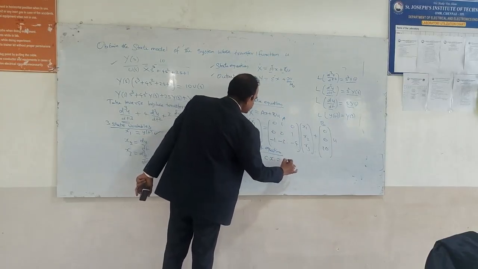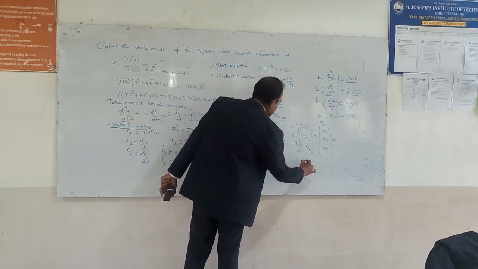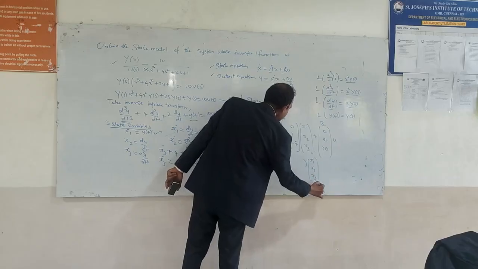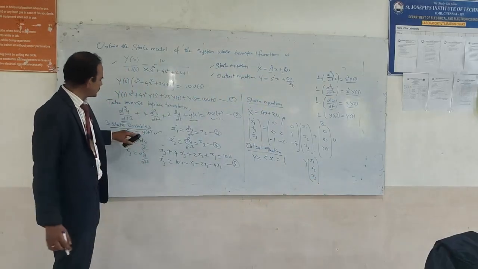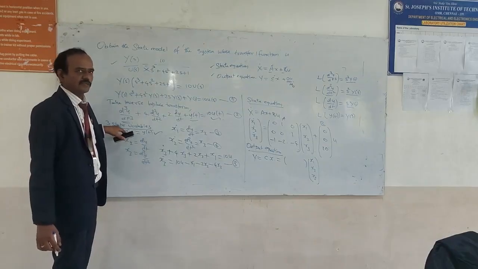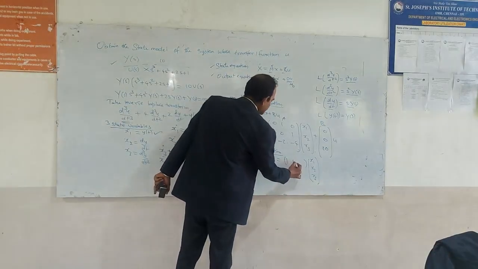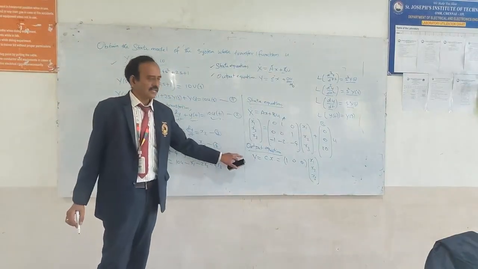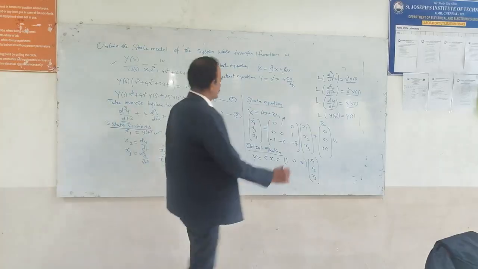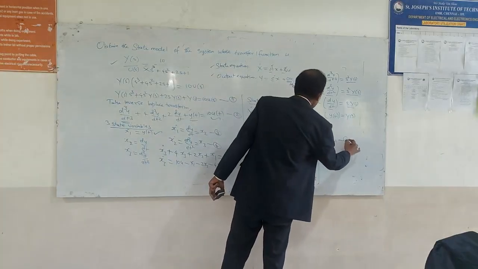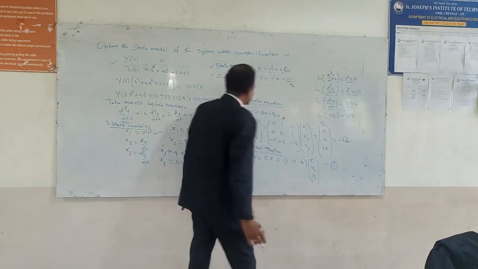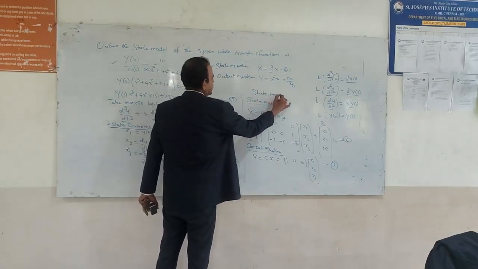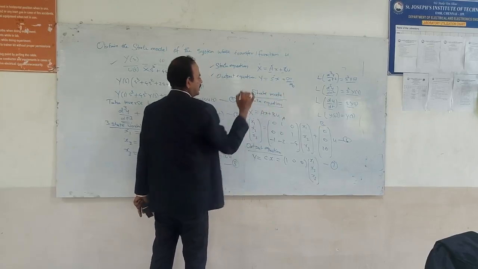C can be represented as a 1 cross 3 matrix for x1, x2, x3. What is the coefficient present in y? We only have x1, so only the x1 coefficient is present and the other coefficients are 0. The combination of the state equation and the output equation forms the state model. So this is equation 6 and this is 7, and 6 and 7 together form the state model.